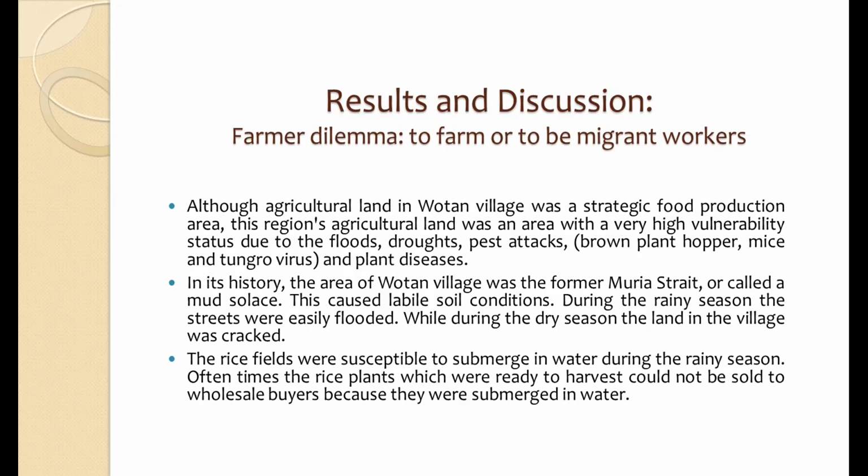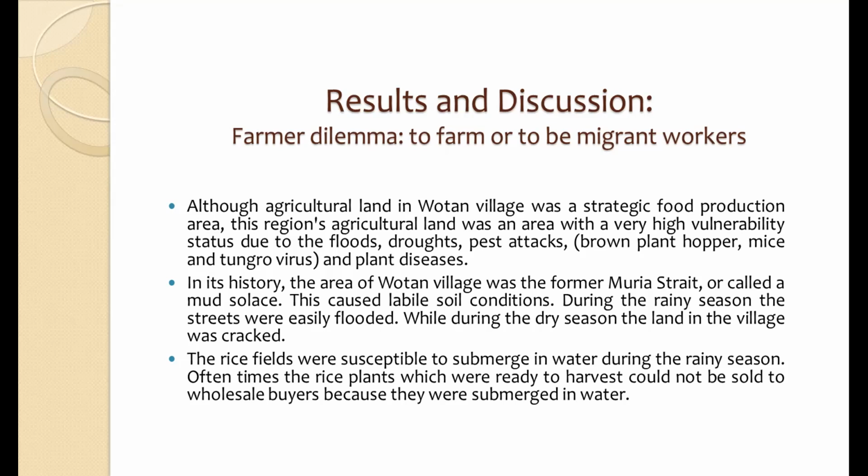Wotan village has the largest agricultural land in Java, which ranked third nationally. So the farmer community in Wotan had decided to work as migrant workers, or TKI, due to the need to fulfill life and an effort to improve family welfare.